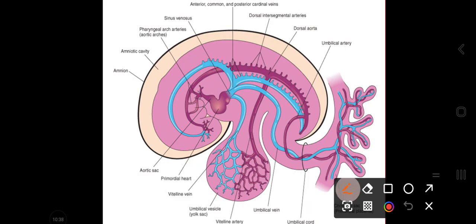Again, here is vitelline vein, carries poorly oxygenated blood from yolk sac. Cardinal vein carries poorly oxygenated blood from the wall of the embryo. And umbilical vein, which carries oxygenated blood to the primitive heart.